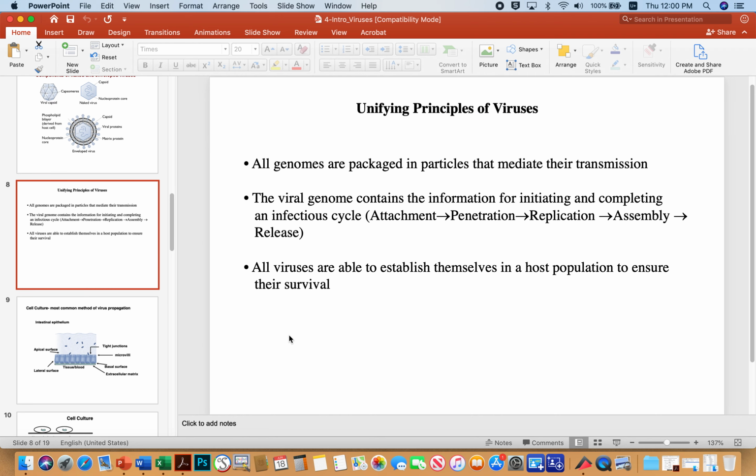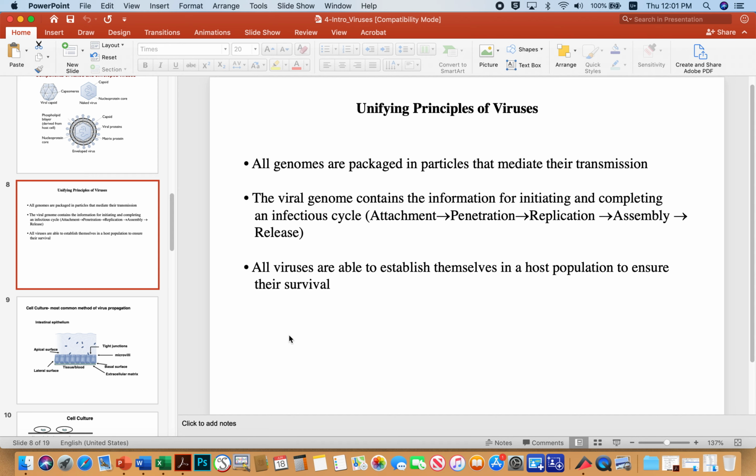Some of the unifying principles of viruses: all genomes are packed inside particles that mediate their transmission. And so again, that's the primary thing, having some sort of protein surrounding some sort of nucleic acid to facilitate transmission. The viral genome contains the information for initiating and completing an infectious cycle. And that's not always the case. Now, some viruses are defective and don't have all the genes, or some viruses have sort of given up some of their control to the host cell, and so they need to get some of their features from the host cell, and so you'll see some of that down the road.